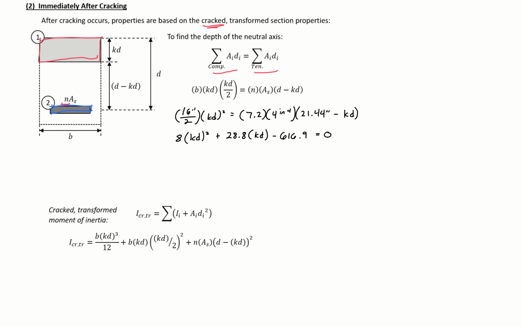And we can solve for KD using the quadratic equation, and we'll find our KD equal to 7.2 inches. So that's the depth from the top to our neutral axis, where we have 0 strain. Next, we can use this KD to calculate our cracked transformed moment of inertia.